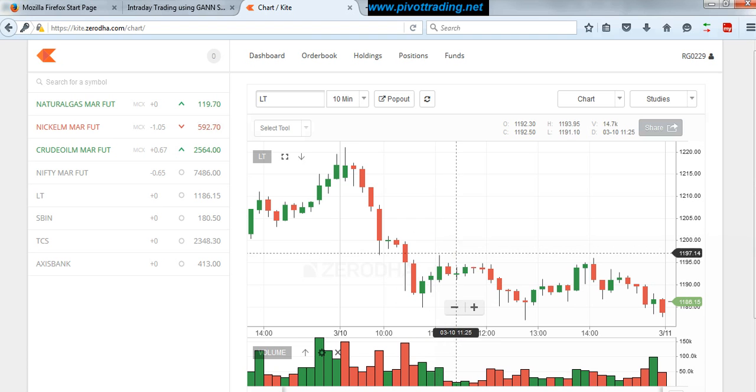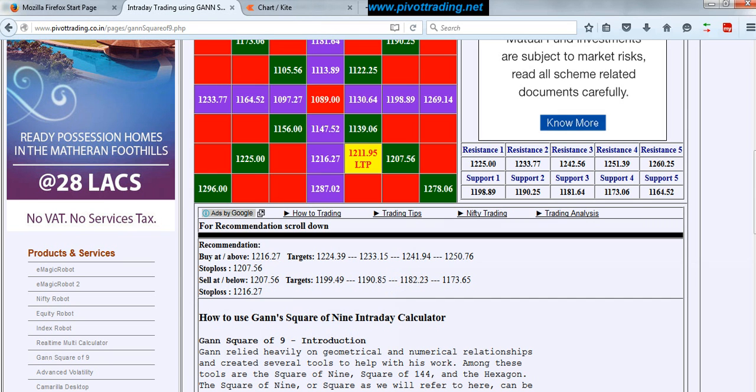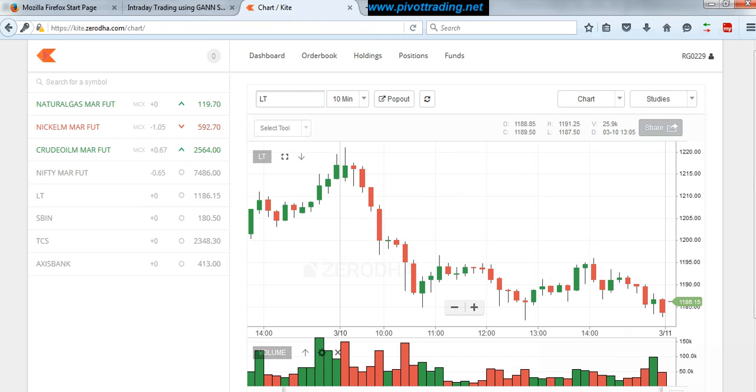But if you look a few candles out here, at around 1245, it made a low of 1182, which is a sharp low, the exact low of the Gann levels. Our level was 1182.23, and the low it made was, sorry, 1181.95. Look here, this is the low. So for this particular candle, it was 1181.95. So this is how precise the calculation is.